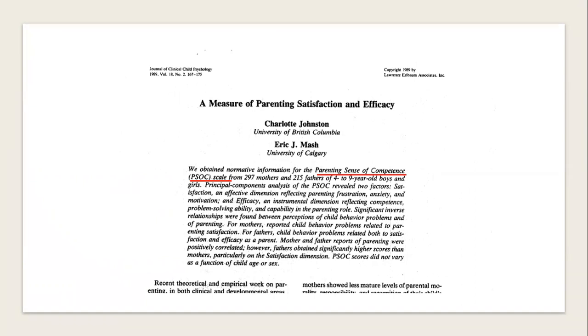scale from 297 mothers and 215 fathers of 4 to 9-year-old boys and girls, okay? So this study tells us something about the parenting sense of competence scale, okay? And these two authors conducted this study to basically develop and test this scale.